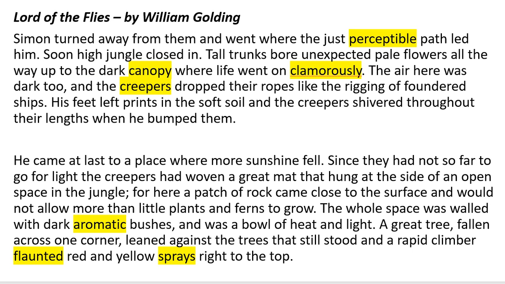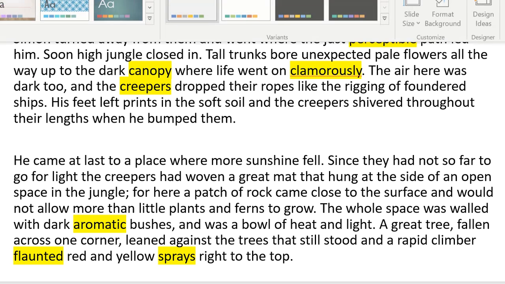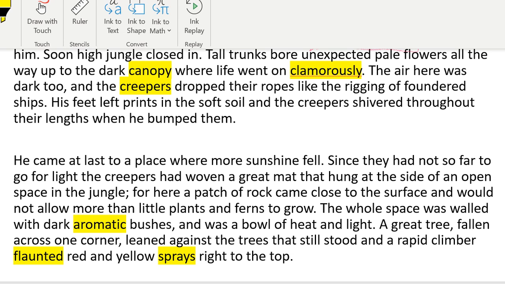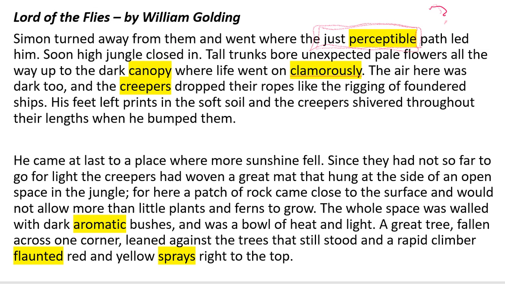"Simon turned away from them and went where the just perceptible path led him." Now, we can say that this is interesting, right? The fact that the path is just perceptible. Perceptible means we can see it, but we can only just see it. So that creates a sense of mystery. I'm just going to change to my red pen. There's something mysterious going on there if it's just perceptible. If we left that out, then there isn't that sense of mystery.